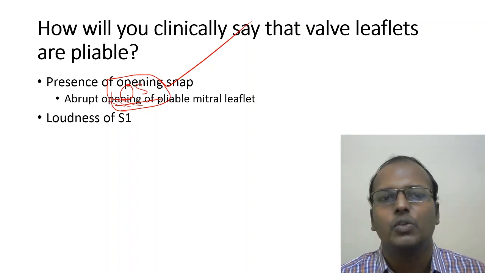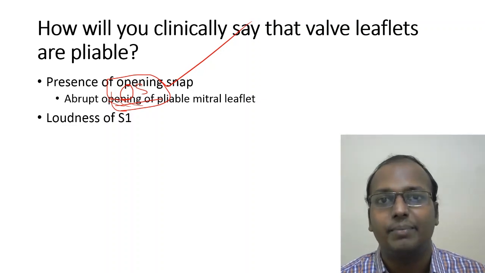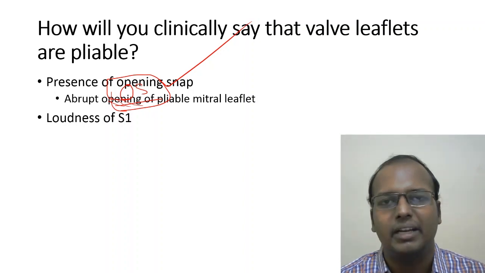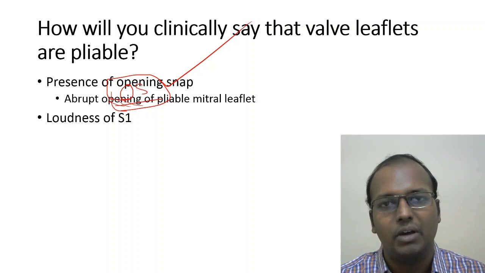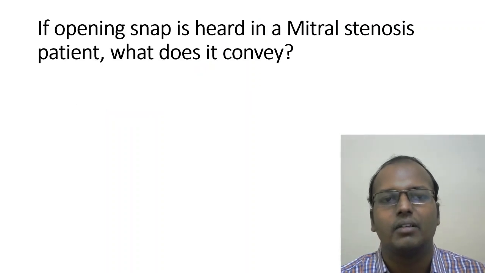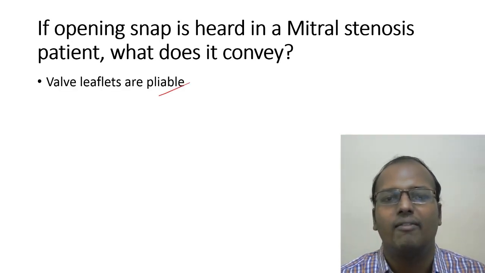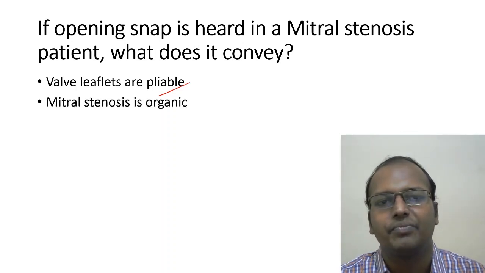So why are we talking about this pliability of the valves again and again? Because if the valve is pliable, then we can do an intervention called balloon mitral valvotomy. Otherwise, you have to go for replacing the valve, either with a bioprosthetic or a metallic valve. Whereas if the valve is pliable, we can go for a balloon mitral valvotomy. If the opening snap is heard in a mitral stenosis patient, what does it convey? Once again, the same question in another format. Opening snap equals pliable valve leaflets.